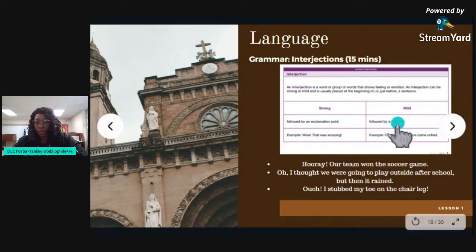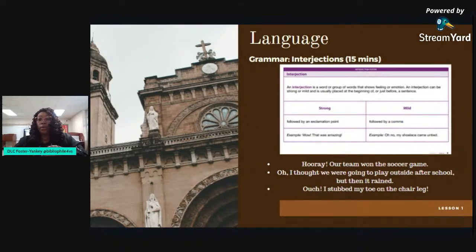So, an exclamation point or a comma. And point out that looking for an exclamation point or comma in a sentence after an interjection can help them determine the type of interjection being used. They'll also note that interjections do not represent complete sentences or play the role of subject or verb.